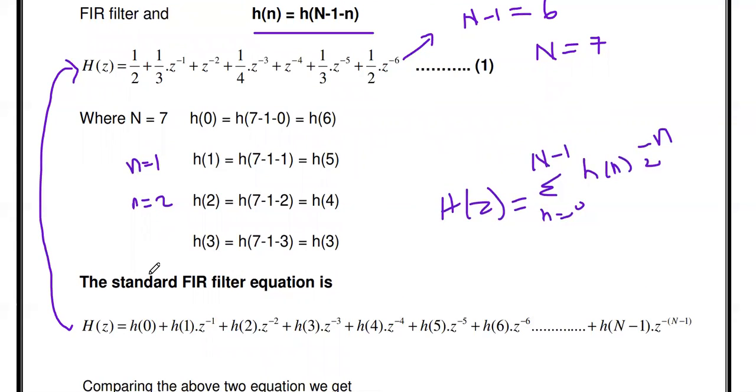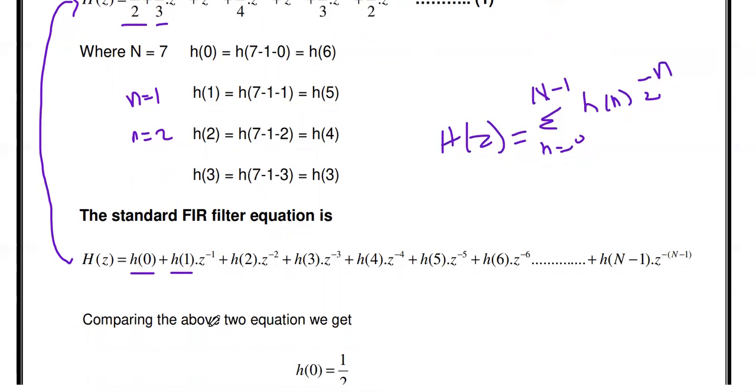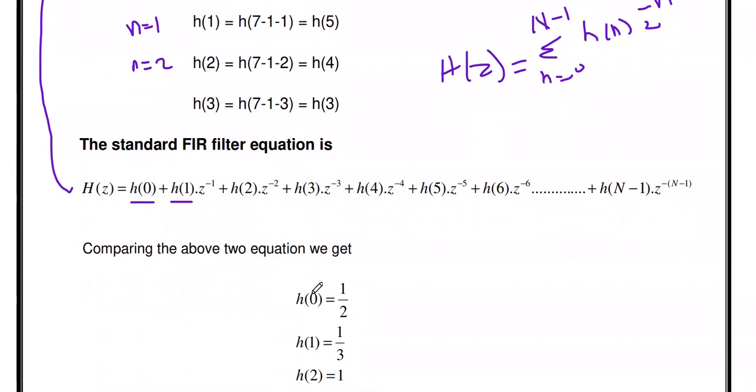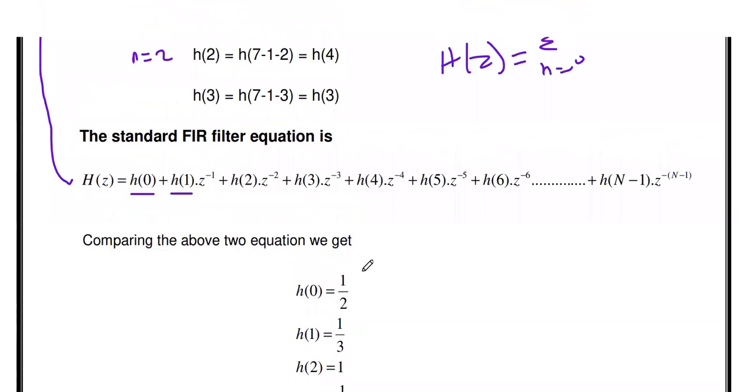Okay, you just compare these two. So what is this 1 by 2? This 1 by 2 is nothing but h of 0. So the filter coefficient, the impulse response h of 0, is 1 by 2. And what is h of 1? h of 1 is the coefficient multiplied with z inverse. So you see here, what is the coefficient multiplied with z inverse? 1 by 3. So this 1 by 3 is h of 1. So you just write down h of 0 is 1 by 2, h of 1 is 1 by 3.